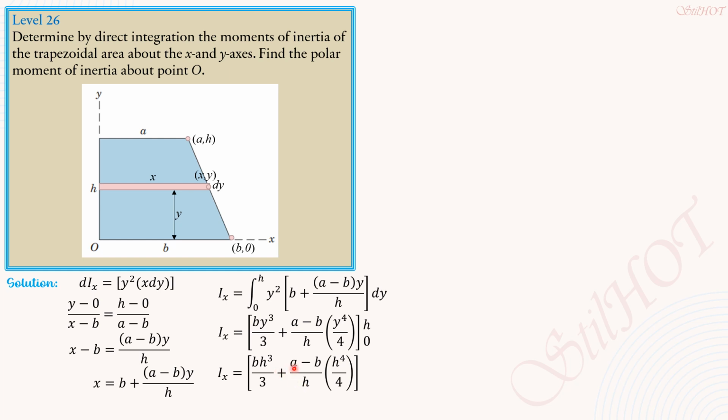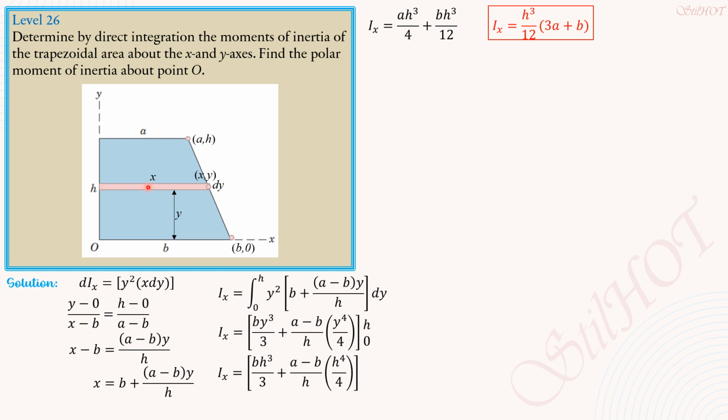So simplifying again, we have a h cubed over 4, then 1/3 b h cubed minus 1/4 b h cubed is b h cubed over 12. So Ix is a h cubed over 4 plus b h cubed over 12. Factoring out h cubed over 12, then Ix is h cubed over 12 times quantity 3a plus b. So that's Ix.